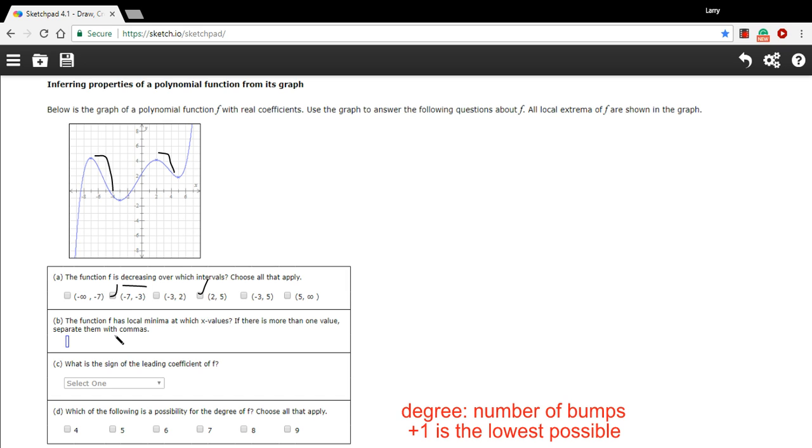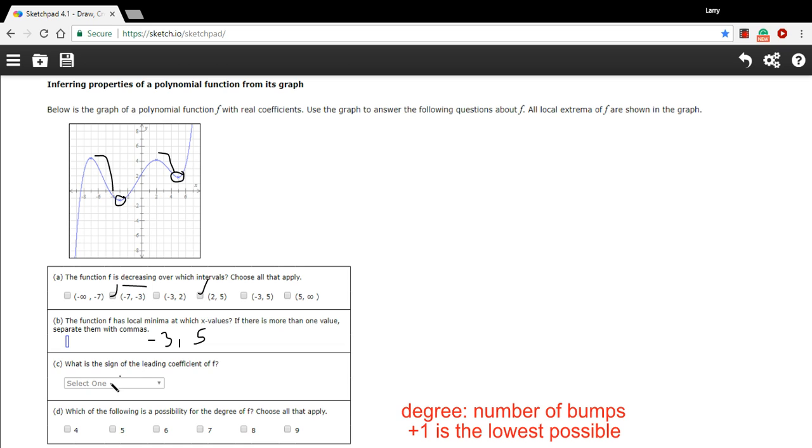The second part here says the function has local minima at which x values. So a local minimum is the bottom of a hill. So the point where to the left and to the right, the function starts to rise again. So a local minimum is right here. Another local minimum is right here. The minimum for the whole function is going to be way down here at -infinity, but here and here, these are the neighborhood low spots. So this is at the points -3 and 5.